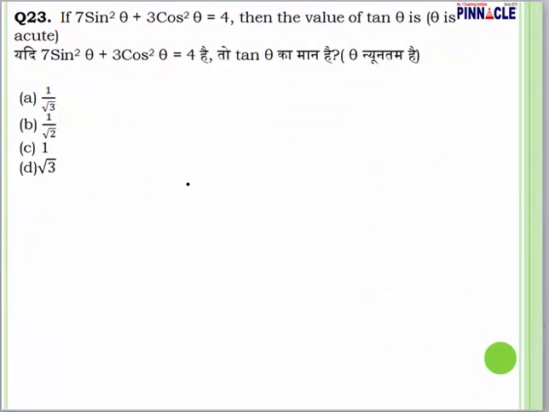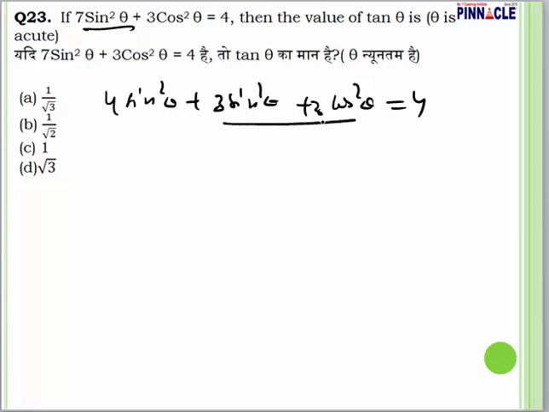Read this question. What is this question? And try to solve it on your own. Now here you can write this in this format: 4 sine square theta plus 3 cos square theta is equal to 4. In other words, 3 sine square theta plus 3 cos square theta is equal to 3. You can say sine square theta plus cos square theta is equal to 1.